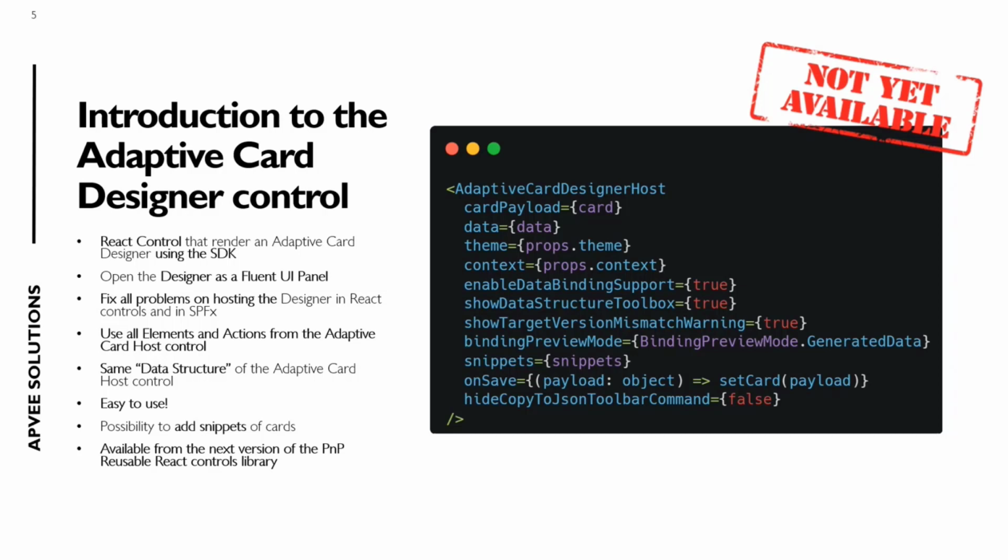The cool feature is you have to use only one React control. We have some properties that could be the same as the previous control. You need to pass the card payload, the data, the Fluent UI theme, the context of the web part, and some properties like enable data binding support, show data structure toolbox, and so on.